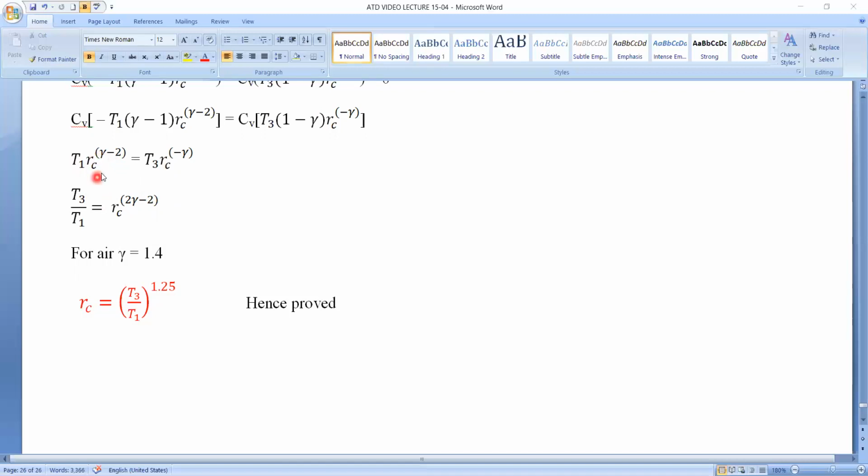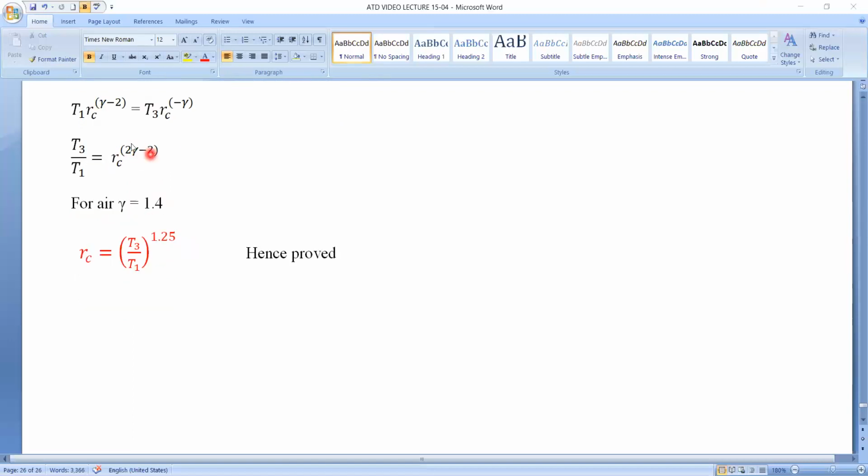If the bases are same, indices should be added. So gamma plus gamma minus 2, so 2 gamma minus 2. So T3 by T1 equals RC raised to 2 gamma minus 2. As we know, for air the ratio of specific heats gamma equals 1.4, so substitute gamma equals 1.4 in this equation and simplify.